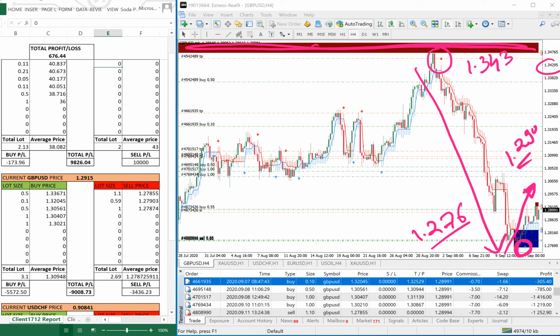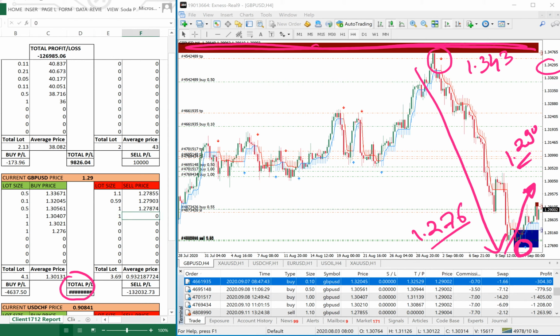His current loss is $9,000. So we will add around 3 lots and 3 lots. He has already bought 3 and sold 2.69, so we will gradually add only 1 lot on the buy side from 1.276, and the current rate is 1.290. So we will update the current GBP price to 1.2900, and we will take one sell position.